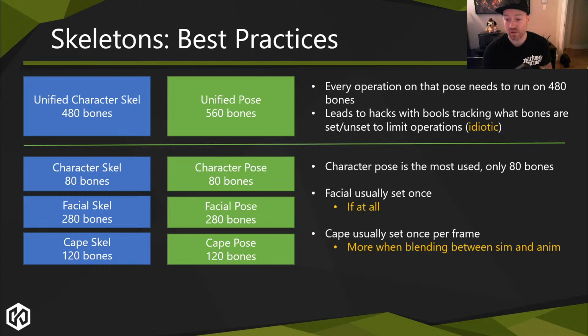I've seen cases where some engines don't make this distinction. They don't split the pose. So your animation pose is 400 and something bones. And so then that's a problem, because every time I do a blend of like a run cycle and a turn, well, now I have to blend 480 bones, but only 80 of them are actually affecting the motion.